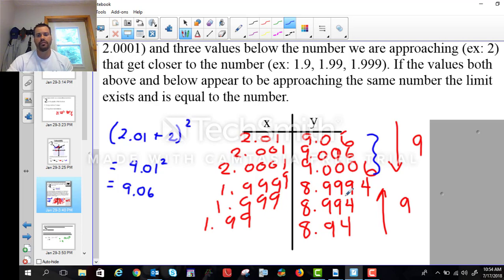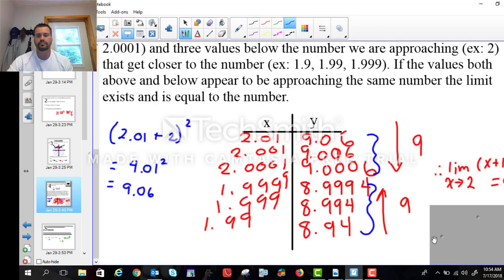And the same thing happens with these ones. You can notice the pattern again. Every time I add a 9 here, right? 2 9s to 3 9s went 1 to 2, and then 3 to 4 9s means 2 9s to 3 9s. So I'm adding a 9 every time. So eventually I'm going to have 8.9999 an infinite number of times. And so that's also approaching 9. And because they're approaching the same thing, then I can make the determination that the limit as x approaches 2 of x plus 1 squared is 9.